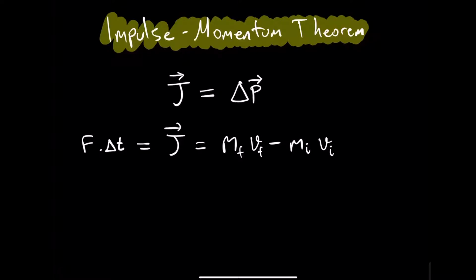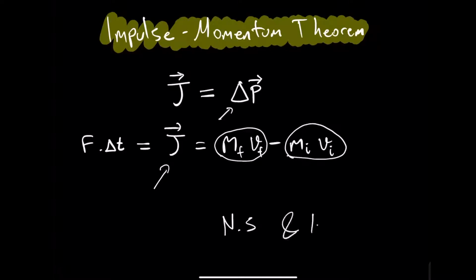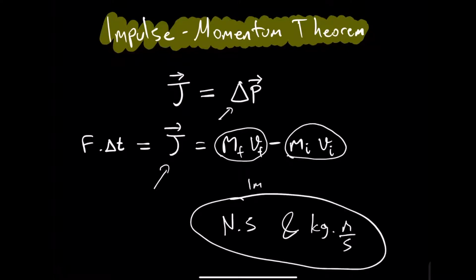Impulse is equal to change in momentum. So here we can see that the final mass times final velocity minus the initial mass and velocity is equal to the impulse. And the units are the same too. So we can say that newtons times seconds and kilograms times meters over seconds can both be used to denote impulse and momentum.